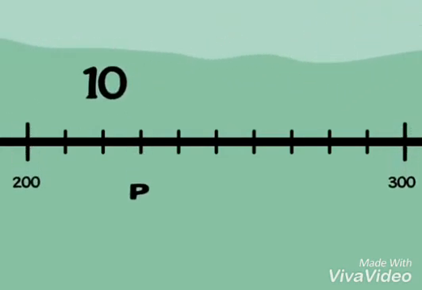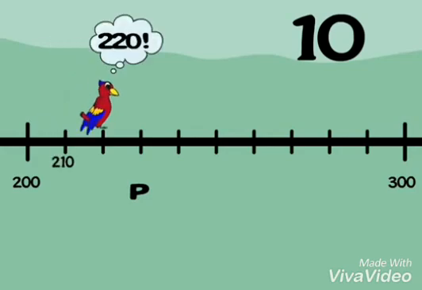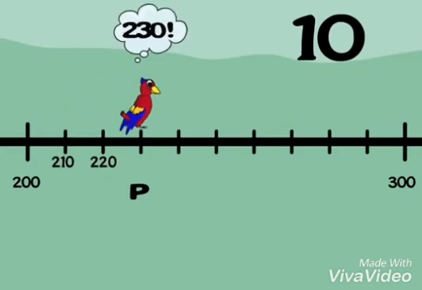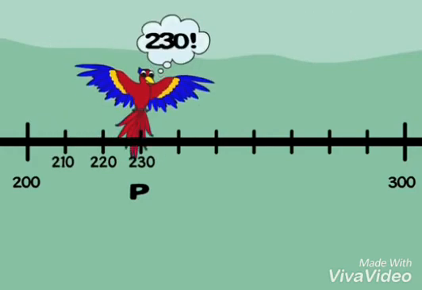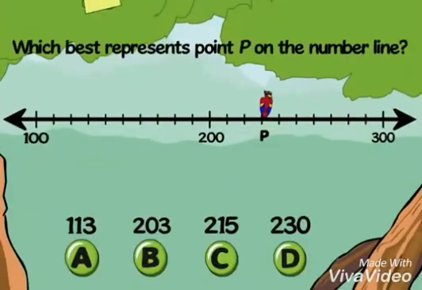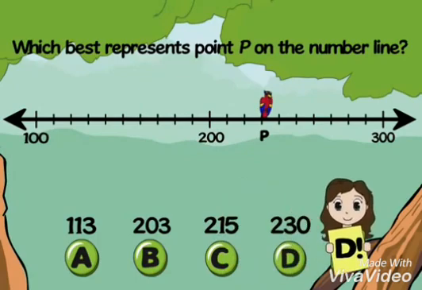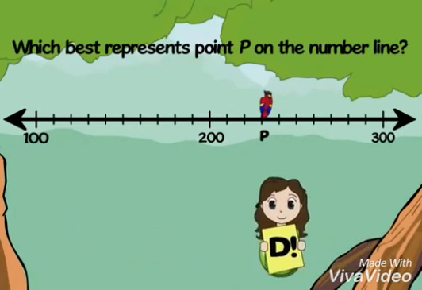Step 3. Now let's skip count by 10 to label the marks. 210, 220, 230. Aha! It looks like point P is at 230. So the best answer is D, 230. Oh, I get it now. Each mark is 10, not 1.